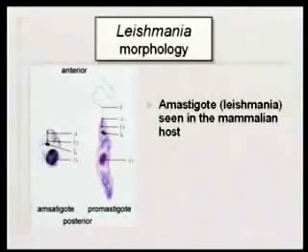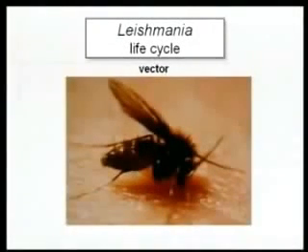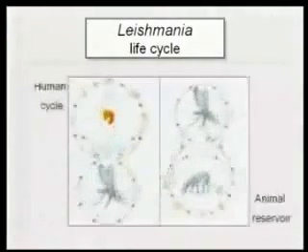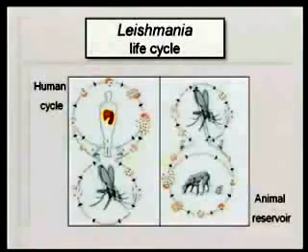Okay, amastigote in the human host, and promastigote, also referred to as leptomonad, is in the vector, that is sandfly. The life cycle is similar to other organisms that we have just talked about, from a vector to human. The vector in this case is the sandfly, and when it bites any human for a blood meal, it transmits the organism. Okay, here's the life cycle, and as I mentioned, dogs are the vector.